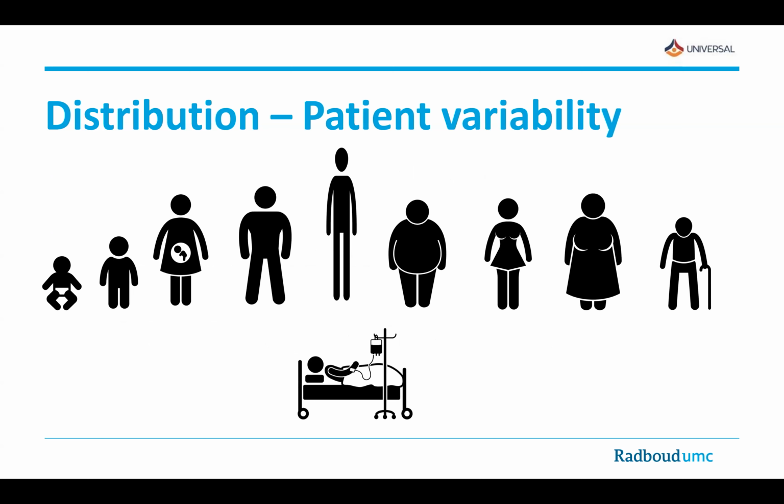So as mentioned, one of the factors influencing the distribution is the physiological volumes of patients. There is a lot of variability between people within a population. For example, distribution of a drug will be different in a healthy young adult compared to somebody who is sick, or compared to a child, for example.